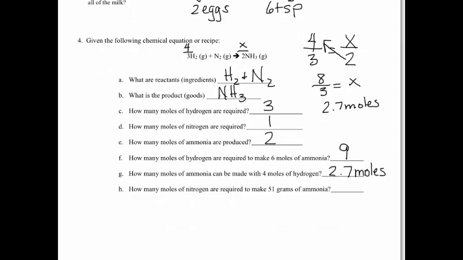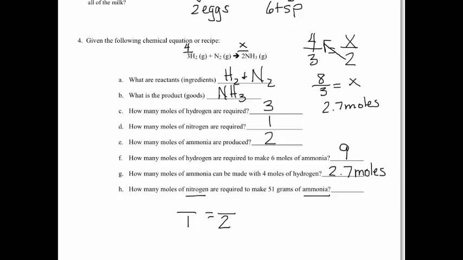Last question here is probably the hardest. How many moles of nitrogen are required to make 51 grams of ammonia? Now, I can't compare grams of nitrogen to grams of ammonia. It's not possible. I can, however, compare moles of nitrogen to moles of ammonia. And that's actually what we did in letter G in that last example. This time we're going to do it with nitrogen and ammonia first just as moles. So normally the coefficient on nitrogen is 1, okay? And the coefficient on the ammonia on the product side is 2.